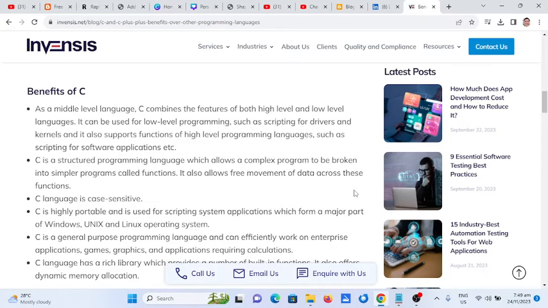C is a structured programming language which allows a complex program to be broken into simpler programs called functions. It also allows free movement of data across these functions. C language is case sensitive.